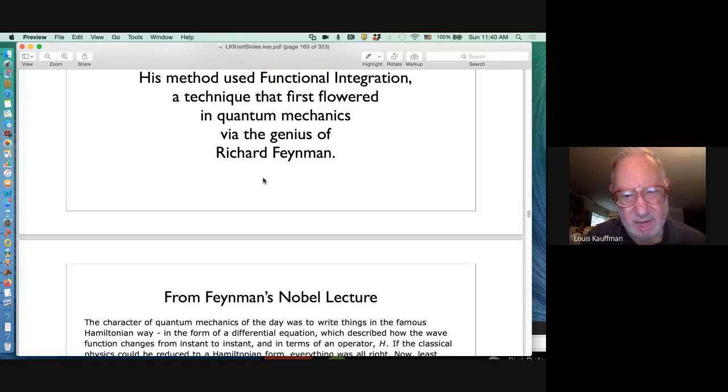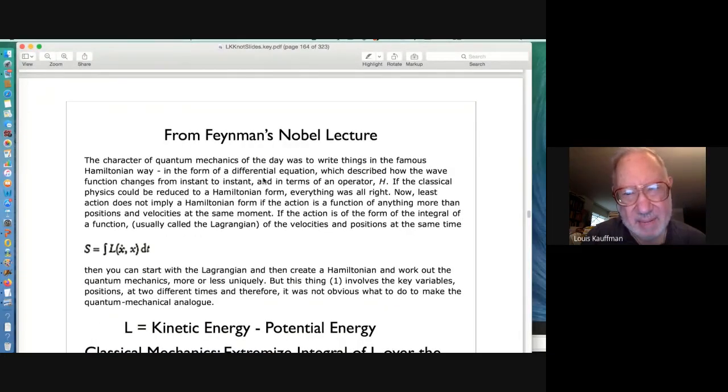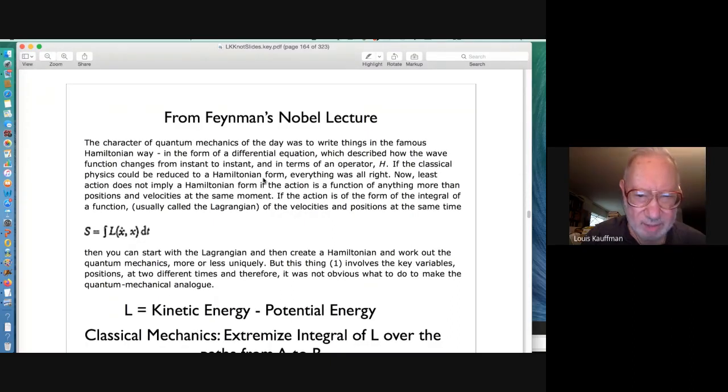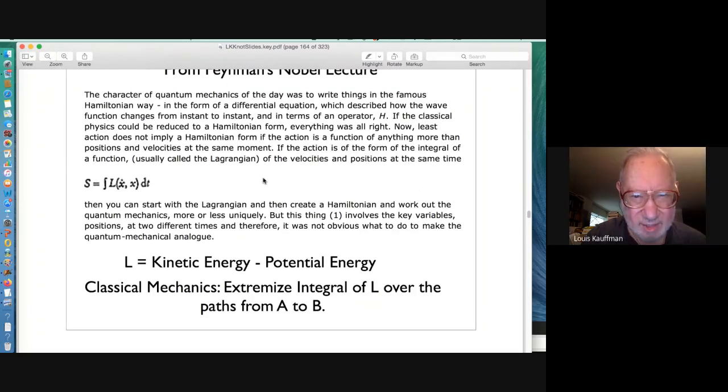Now, in this slideshow, I went through, and you can read it when I give you the slideshow. I went through a little history about Feynman's path integral and how he got to it, and some quotes from his Nobel lecture. And while I don't want to do all of that, some of it is fun. So let me just tell you a little bit.